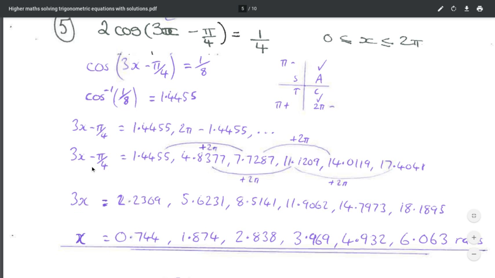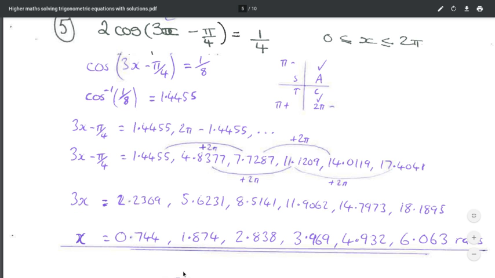And then after that, I have 3x minus pi by 4 equals all 6 of these solutions. So I need to add pi by 4 to both sides of the equation here. So I add pi by 4 to all 6 solutions. And then we divide through by 3.